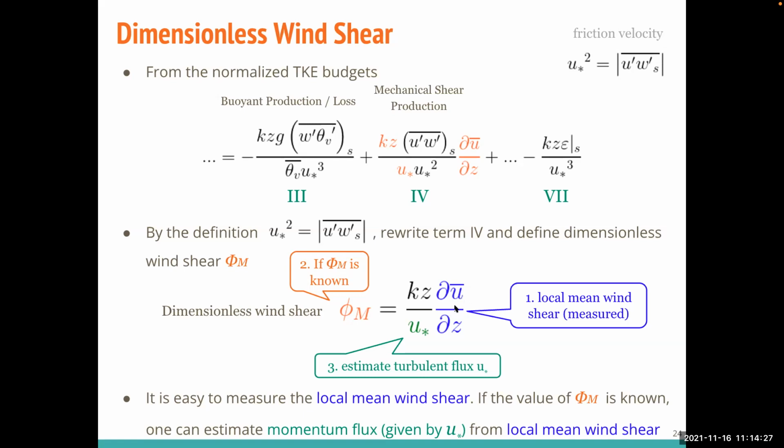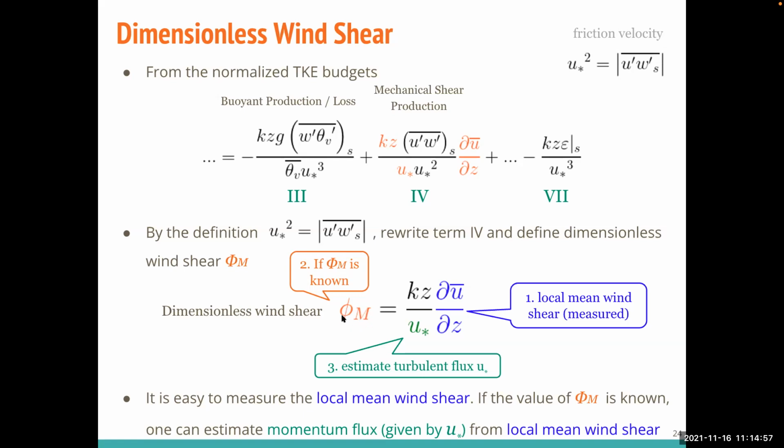So why do we have this dimensionless wind shear? Okay, if we measure something in the environment, for example, if we do local wind measurement here, the blue term, and if we know this phi, somehow if we know the profile of this phi, we can estimate the turbulent flux. Okay, so in this part of the lecture, we want to parameterize this over height.